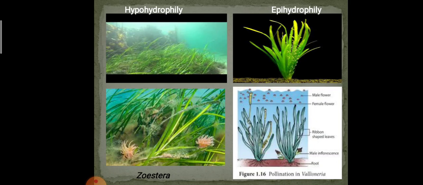These are the two types of hydrophily. In hypohydrophily and epihydrophily, the examples are most important. Zostera is the example of hypohydrophily, and Vallisneria is the example of epihydrophily. Commonly, Zostera is known as seagrass and Vallisneria is known as eelgrass.